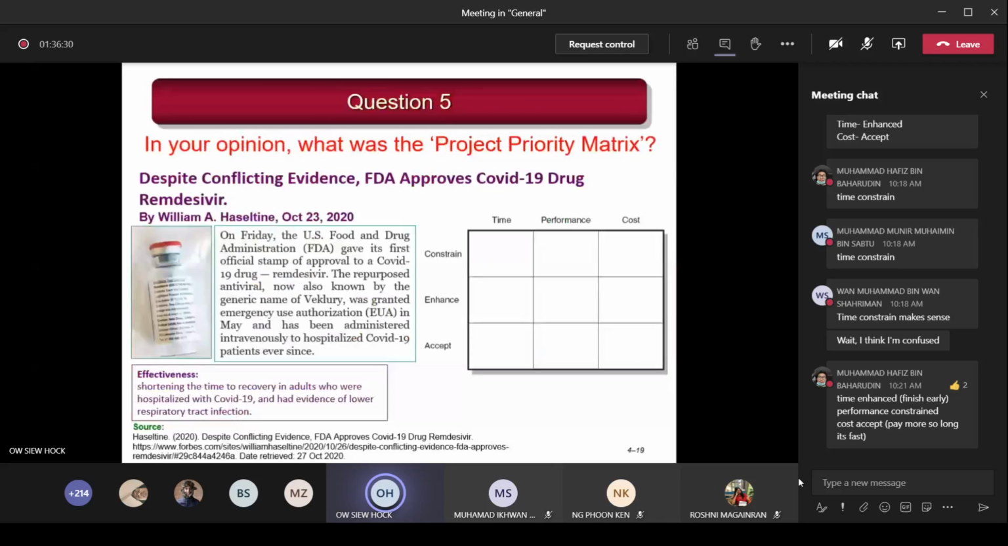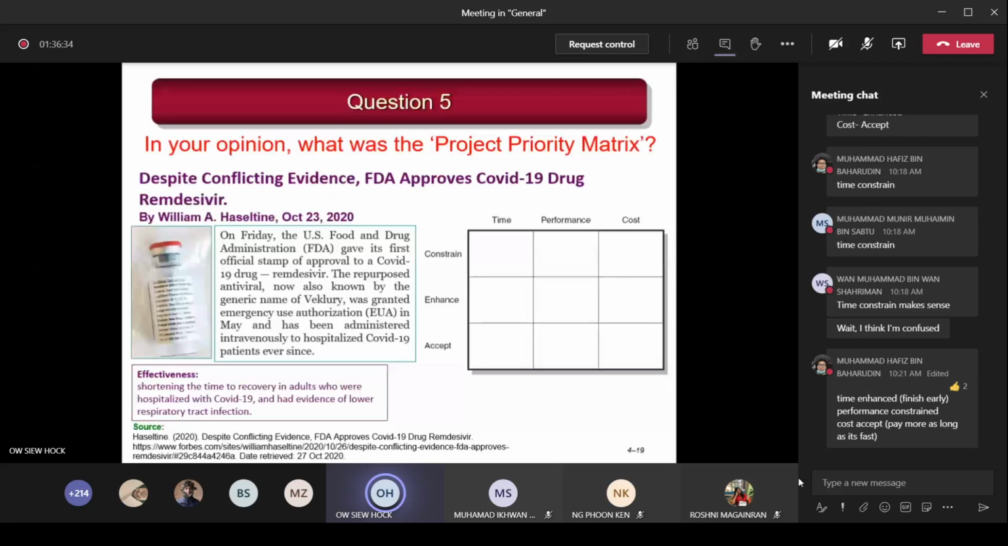Okay. So now this one here, what do you think? So in your opinion, what was the project priority metrics? There's a drug that people already introduced to the market. It is in mass production now. It's approved by the U.S. Food and Drug Administration, FDA. The drug for COVID-19 is supposed to treat this, a vaccine, supposed to kill this virus here.